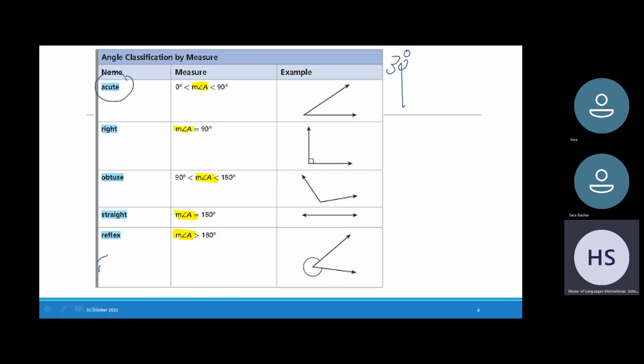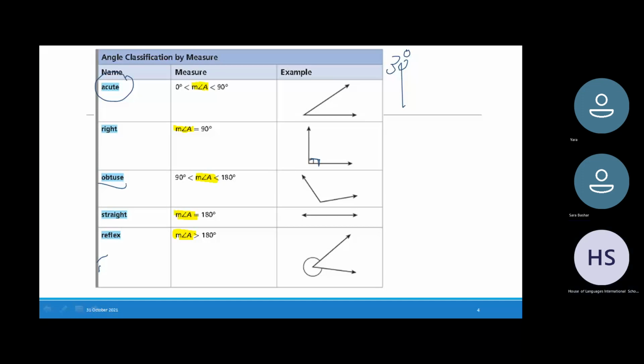Now, if an angle is exactly 90, we will say that it's a right angle, and we will put this square. That means it's a right angle. Now, if an angle is more than 90 but less than 180, we call it obtuse. Give me an example. 95. Okay. Another example. 100. 170. Bravo. 135.